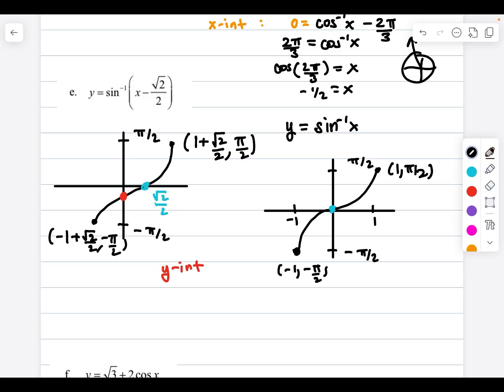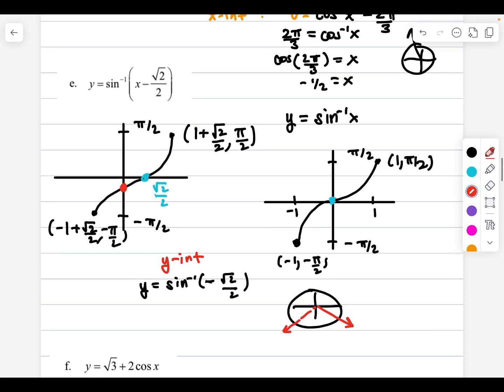So I'm going to plug in 0 for x. And I get arc sine of negative rad 2 over 2. The output has to be in between negative pi over 2 and positive pi over 2. So it'll be that angle in the fourth quadrant, but specifically negative pi over 4. And that's our graph.